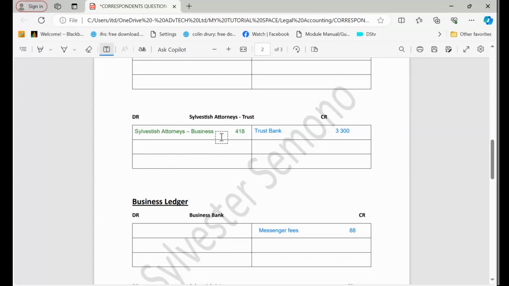Can you see now? Sylvester's business. Remember, like I said, this is the transfer. Okay. Very easy. Transfer. Always the same way.